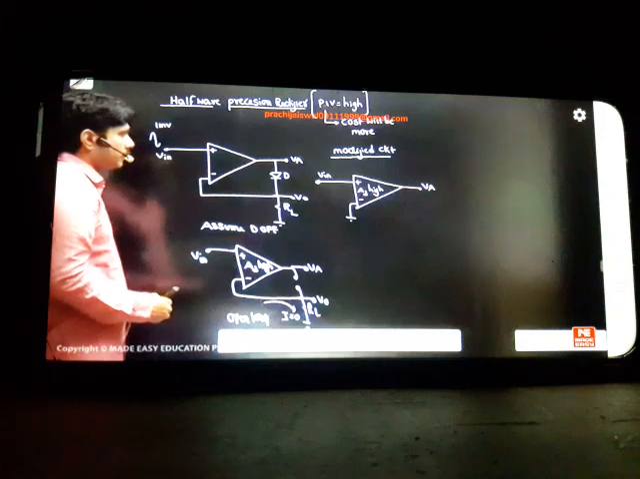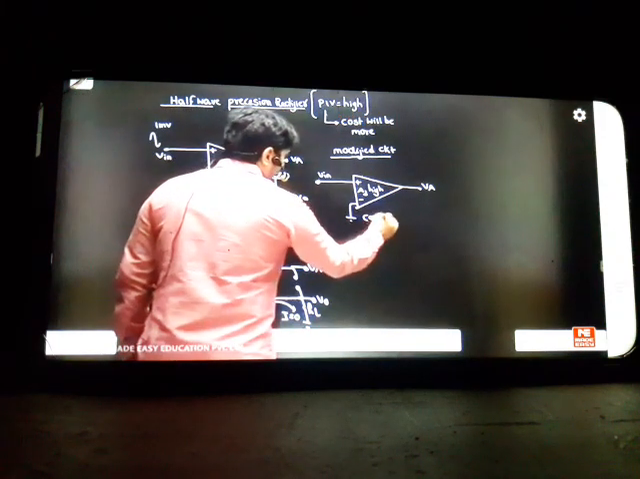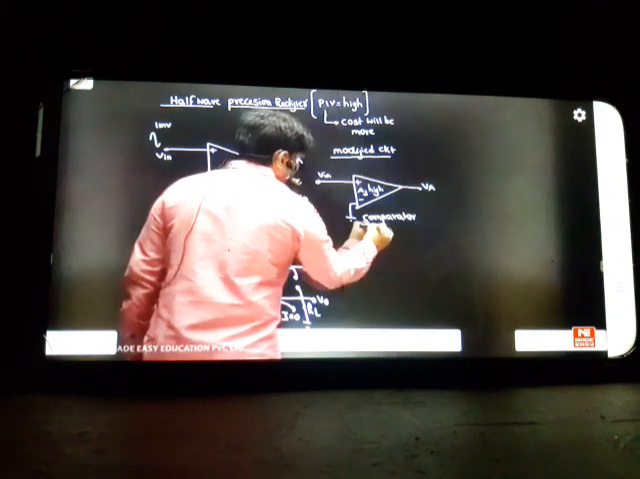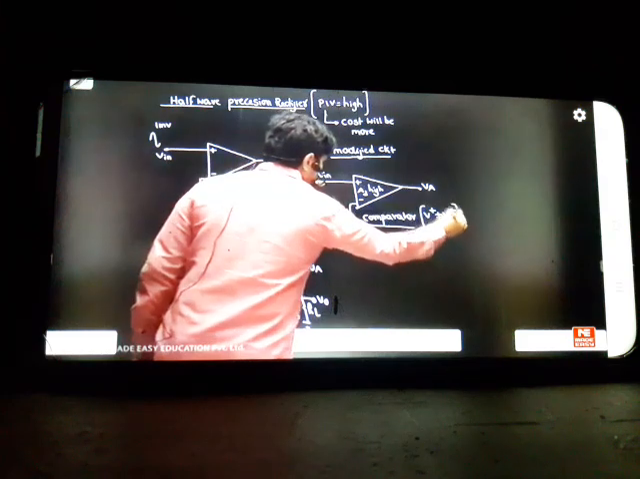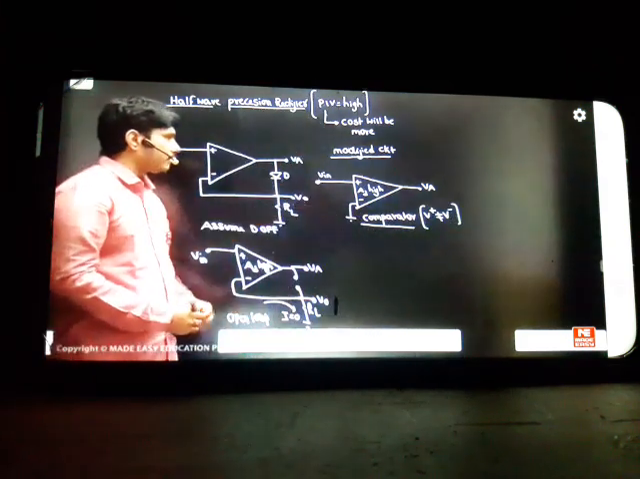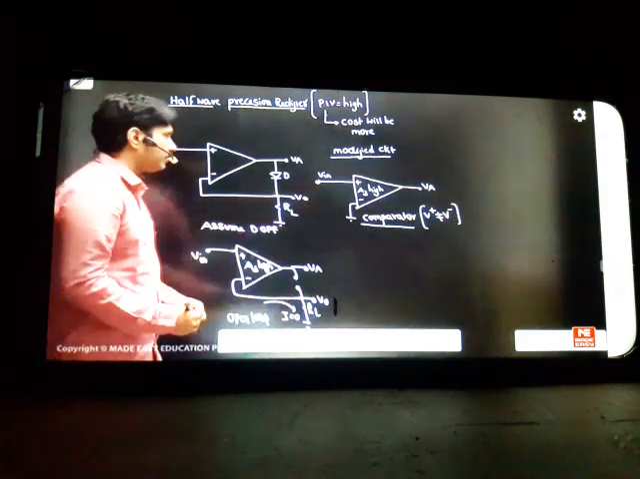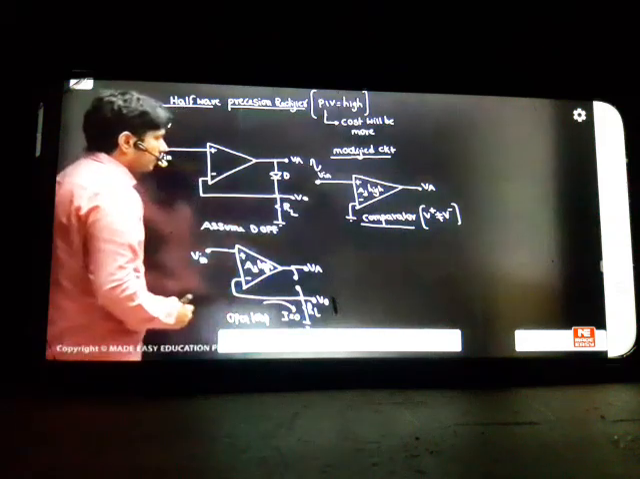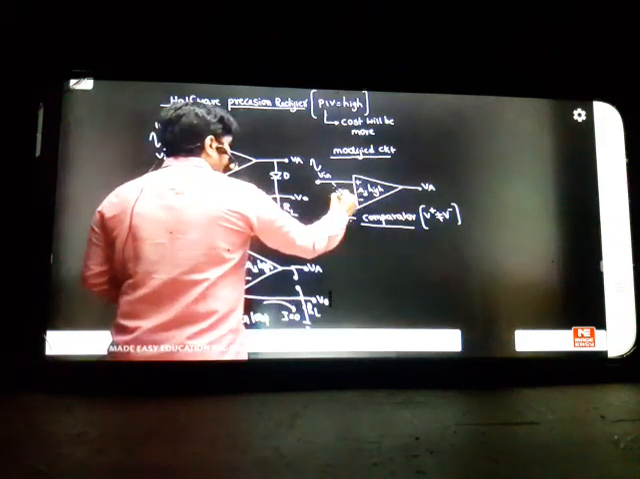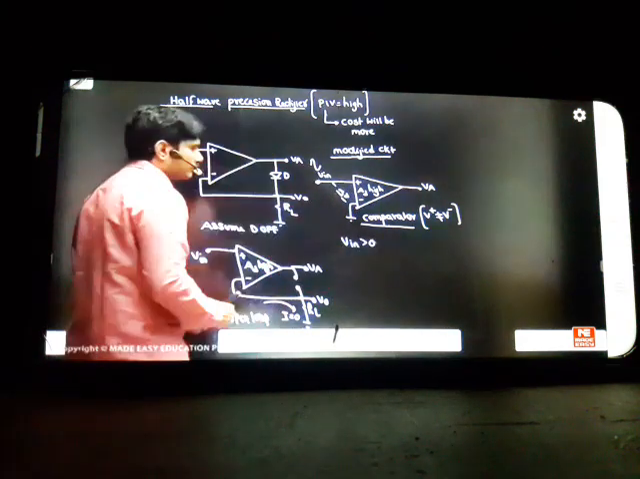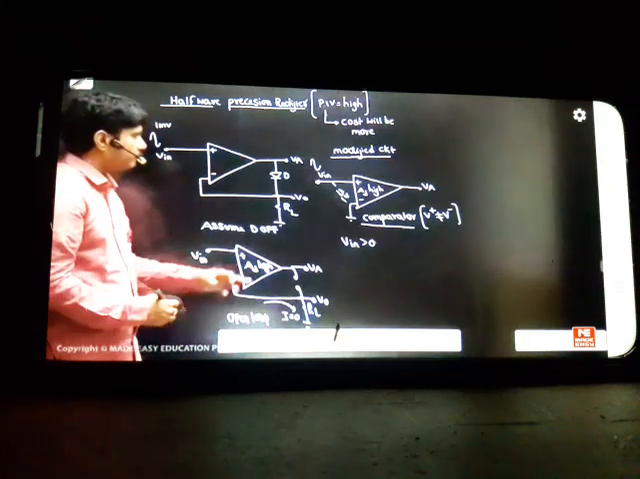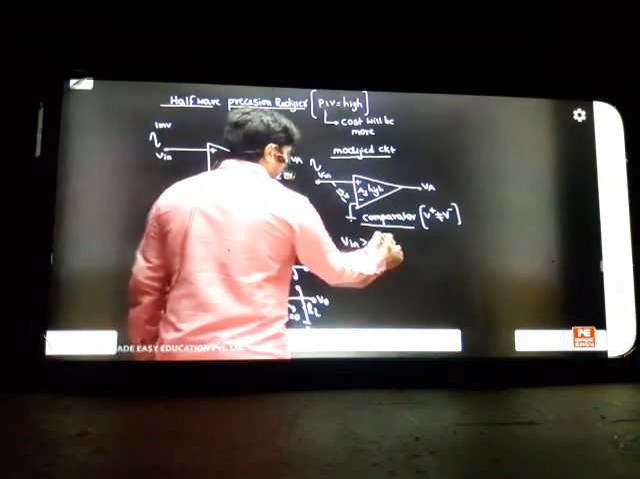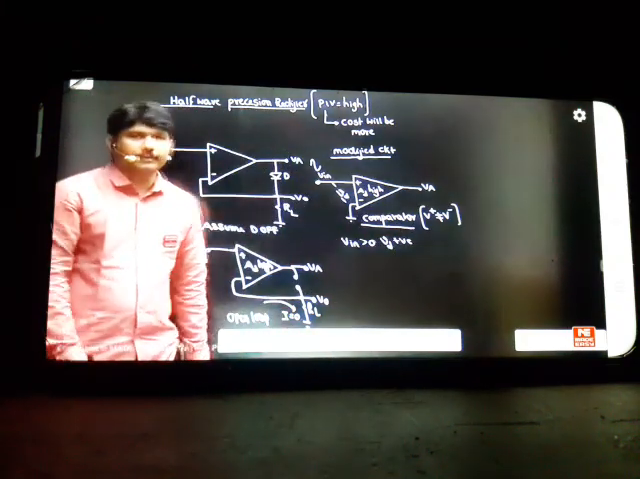If it is an open loop system, it will be used as a comparator, I said. What is the meaning of comparator here? Your V plus is not equal to V minus. It is a comparator because V plus and V minus both are not the same. This is 0, this is signal. So why can't you use comparator analysis now? This becomes VD, the difference. Suppose your input is greater than 0, we are applying the positive cycle. If this is dominating this, then VD, the difference of the op-amp, will become positive. Simply VD will go positive.